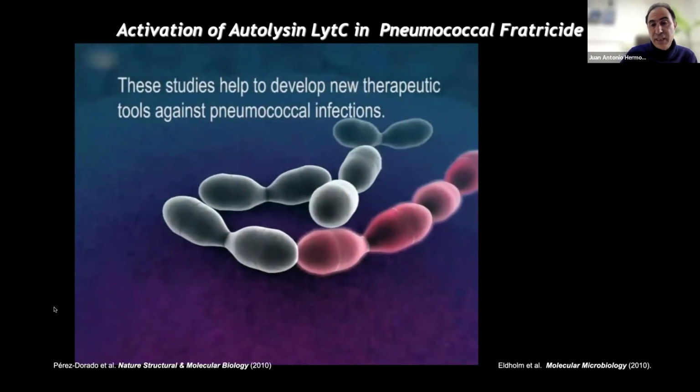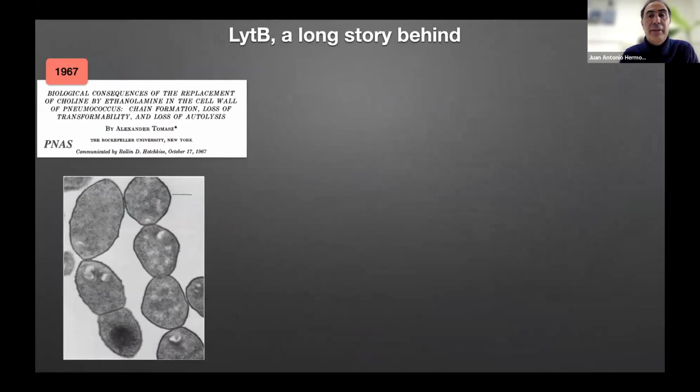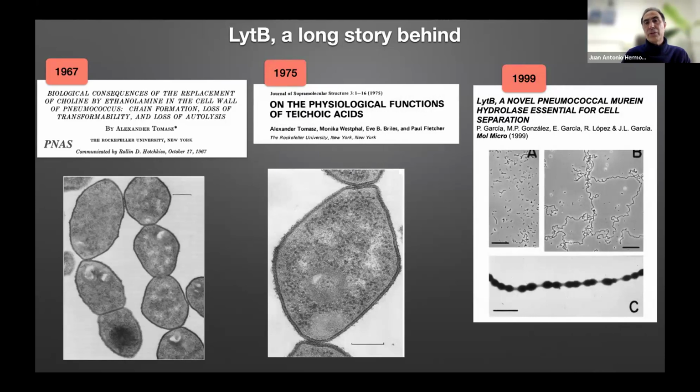But the point is, as you have seen, that LytA requires the modification of the peptidoglycan by other peptidases. But how can a kinase regulate LytB? This is the question. Indeed, LytB has a long story behind it. In 1967, there were the initial studies by Alexander Tomasz, who discovered that modification of the choline by ethanolamine produced some kind of change in the bacteria. Then he discovered that this was related to the composition of the teichoic acid, and only 20 years ago it was discovered that the LytB protein was responsible for this chain formation.